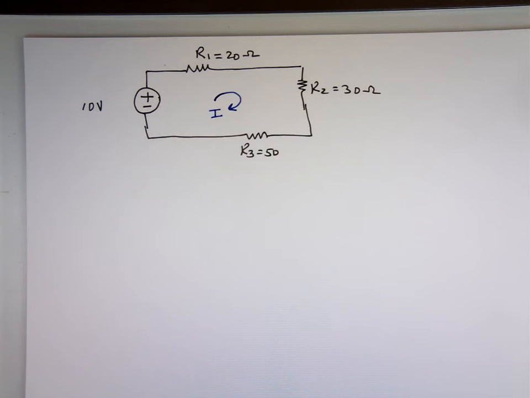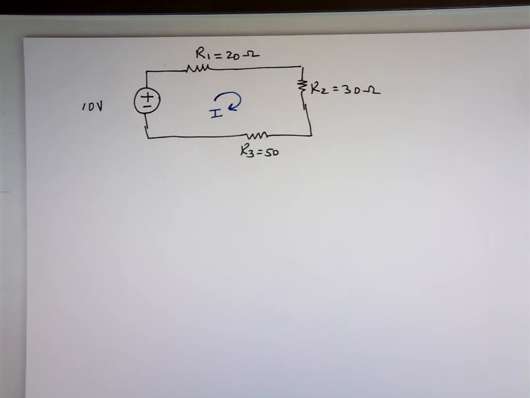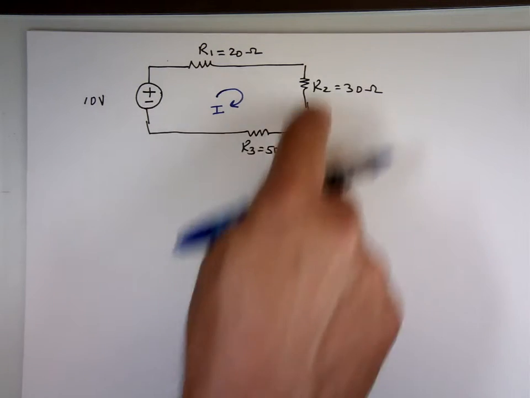Now, I know I can do what I did earlier today, and that is find the equivalent of these resistors and do it that way. And I can do that. But I'm going to do it differently. I'm going to use Kirchhoff's voltage law. It says the sum of the voltages in a closed loop is zero.